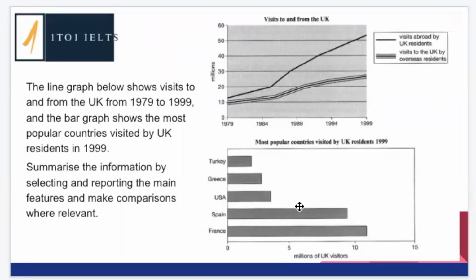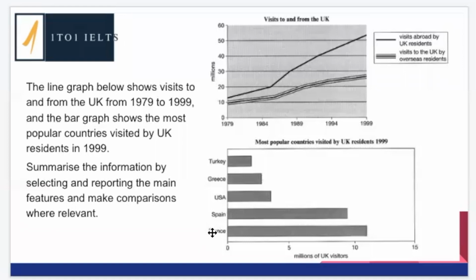So let's have a look at our bar chart. How are we going to talk about the bar chart? We've got 5 things to talk about. What order are we going to go in? Deal with what you see first. So in this bar chart, what do I see first? Turkey, and then we've got Greece, USA, Spain, and France. Now we've got 5 pieces of information to talk about.